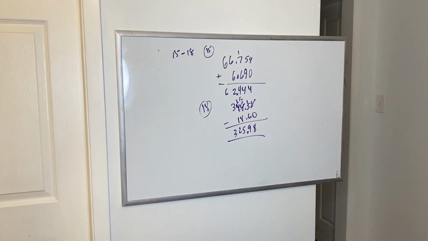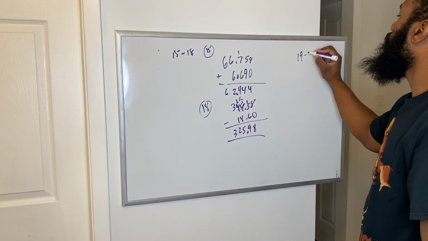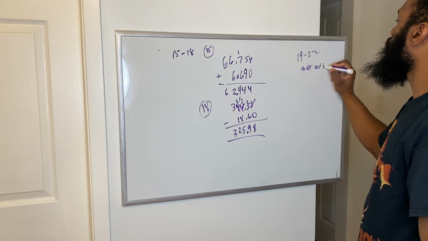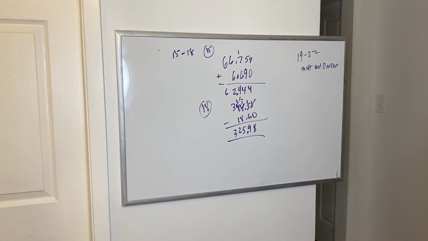Now we got 19 through 22, which is multiplication and division. Honestly, you guys are on your own with that.